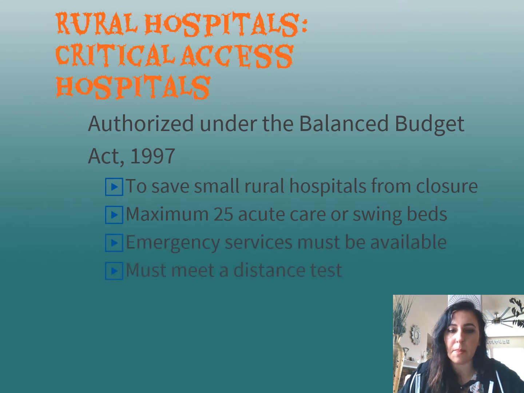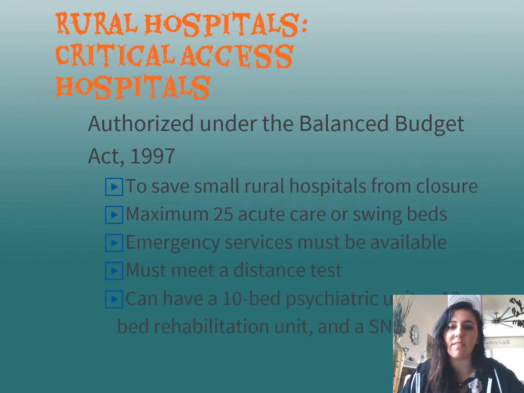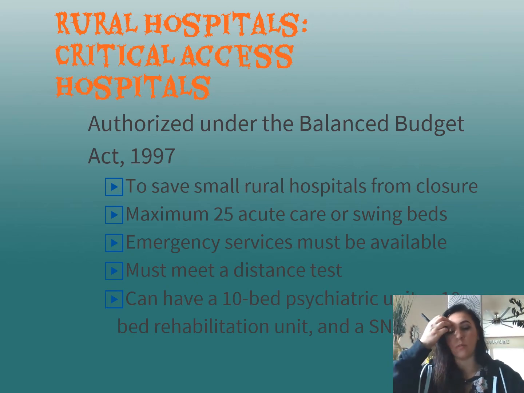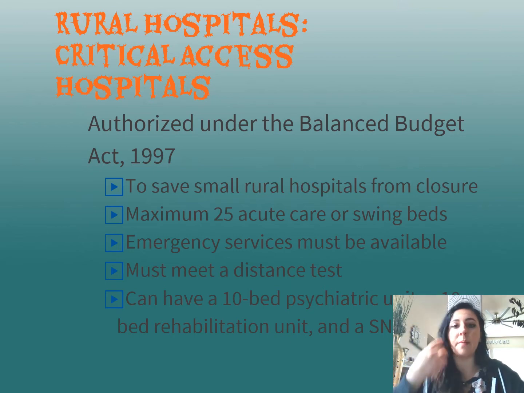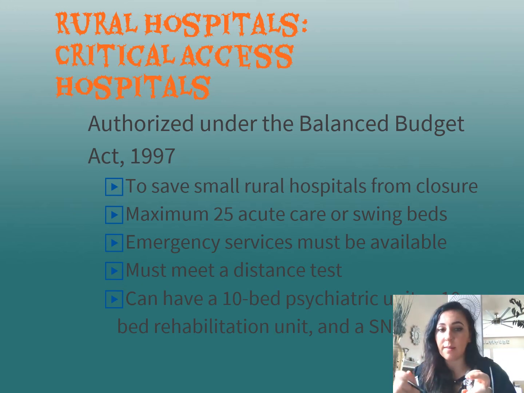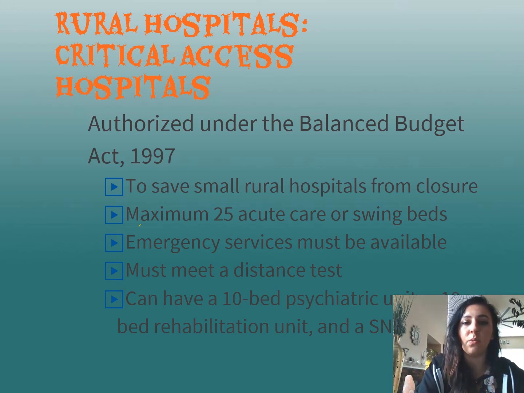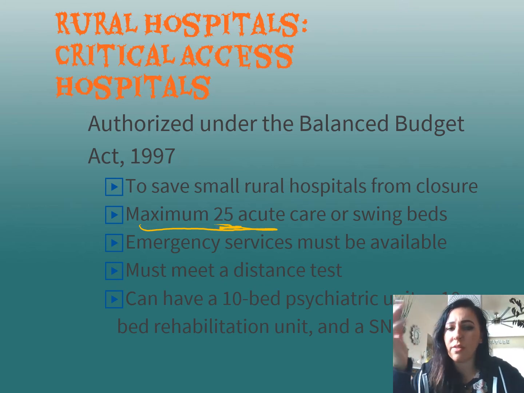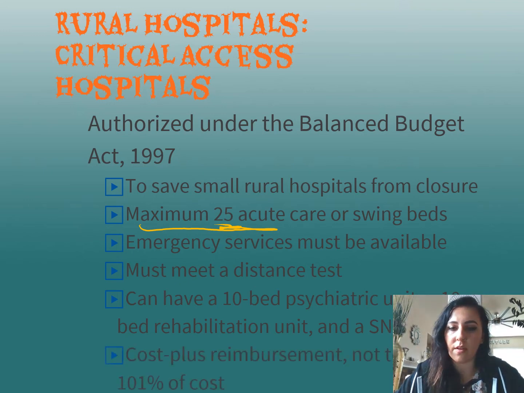All right, so in 1997, the federal government issued the Balanced Budget Act for the rural hospitals, okay? They allowed them to use the whole swing bed concept for a max of 25 beds, right? And there are several other things that they allowed for the rural hospitals.